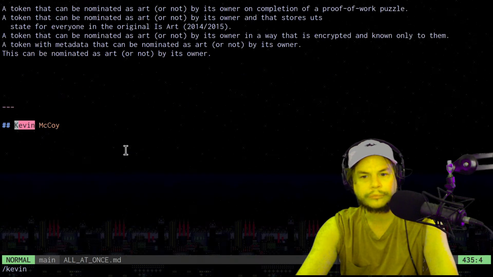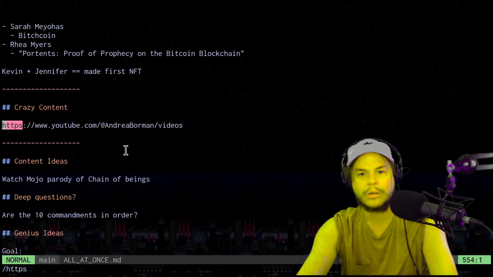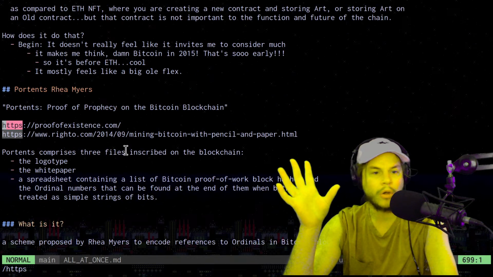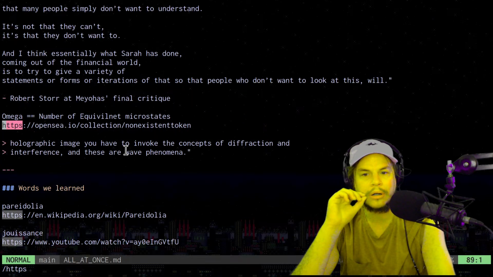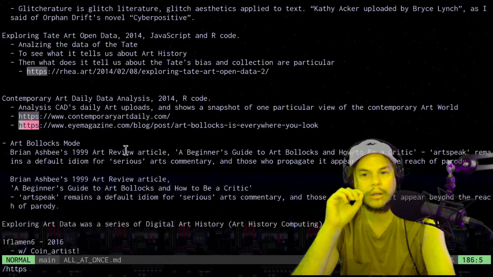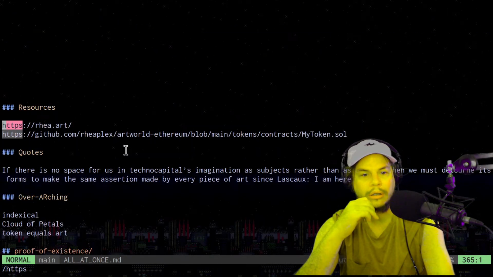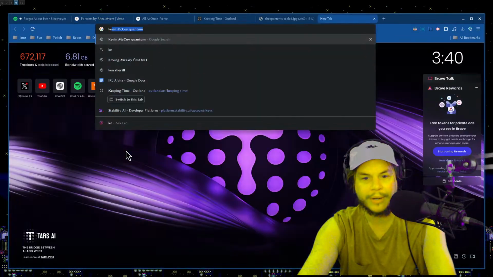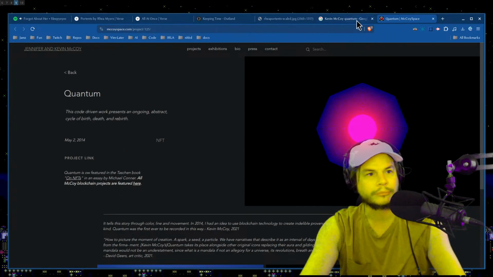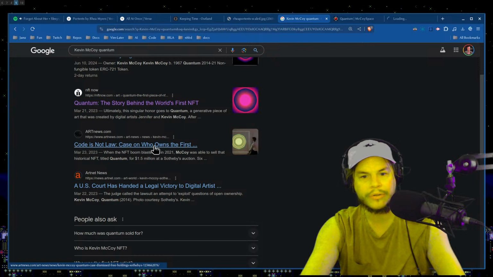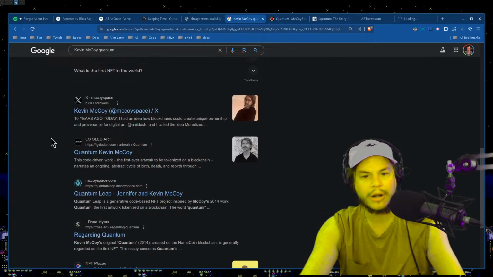Now, let's do Kevin and Jennifer McCoy, and we could do the article on the original Quantum release. The first Quantum release. I thought I had that saved in here. Here's my previous links. Cyberpositive. I'm gonna go buy that book later. Oh yeah, there. Never mind. I'll just find it. There we go. We got the McCoy Space website, and then there's an NFT now article, and an art news article.